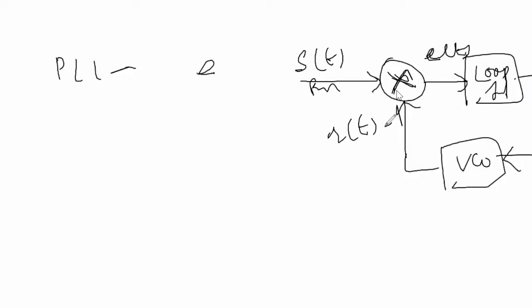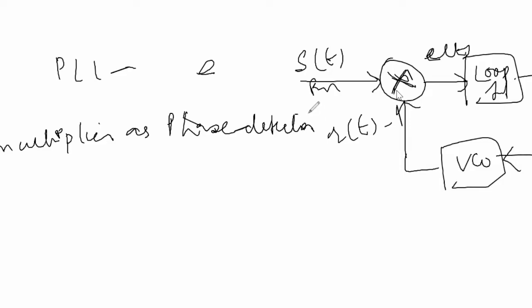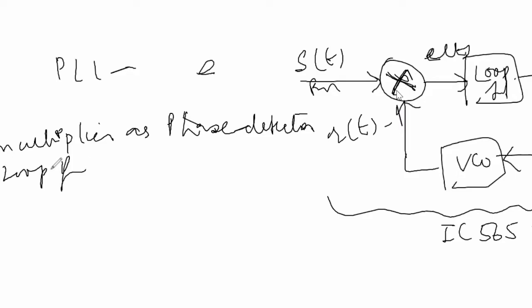So therefore the multiplier is working as a phase detector. Okay, so this is the internal block diagram of IC 565 PLL. Inside the PLL IC, there is a multiplier as phase detector, a loop filter as low pass filter, and a voltage controlled oscillator. These are present inside the IC 565 PLL IC.